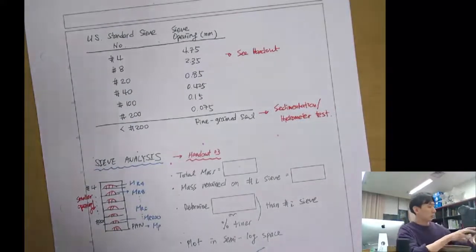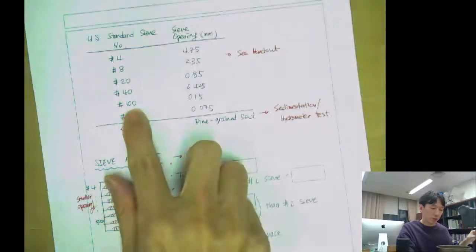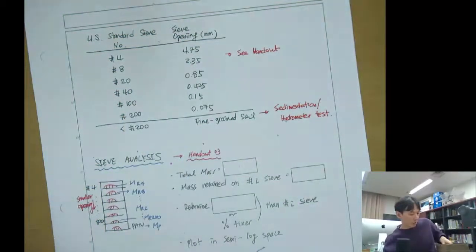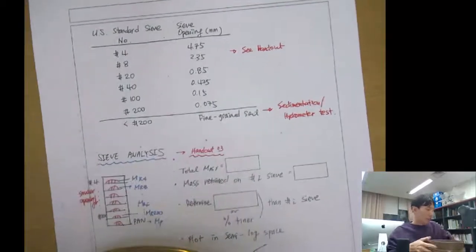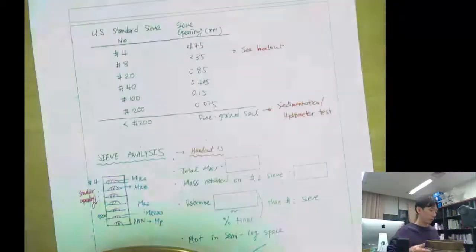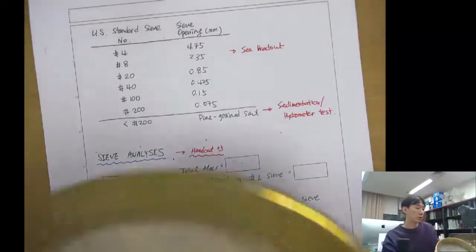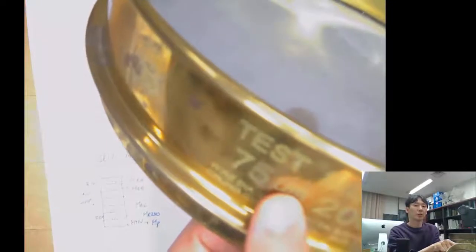And then what do I have? I have sieve number 100. So this is sieve number 100, and the opening size is 150 micrometer. And what else? I have more. This is number 140, and the opening size is 106 micrometer. And the last one that people typically use is sieve number 200. And as I said, the opening size is 75 micrometer.